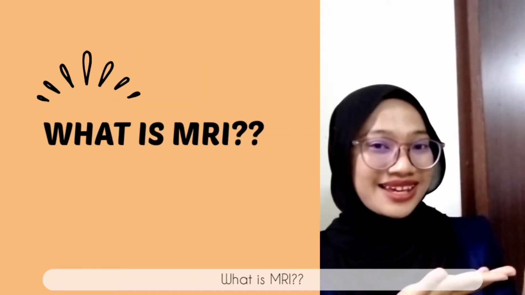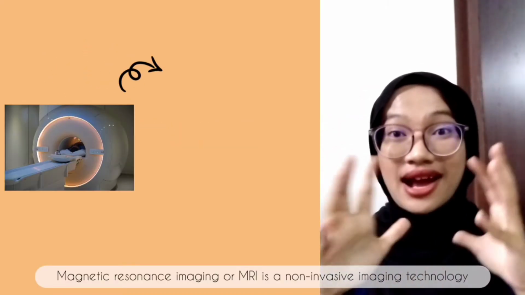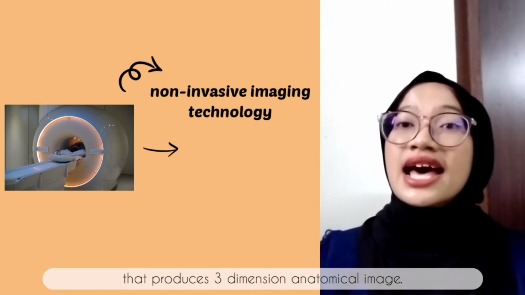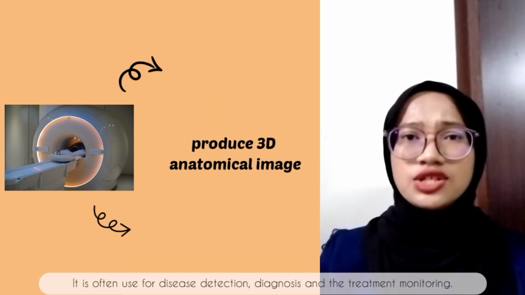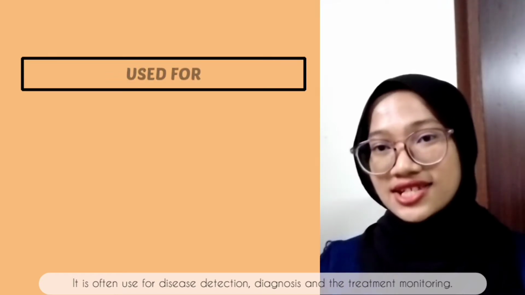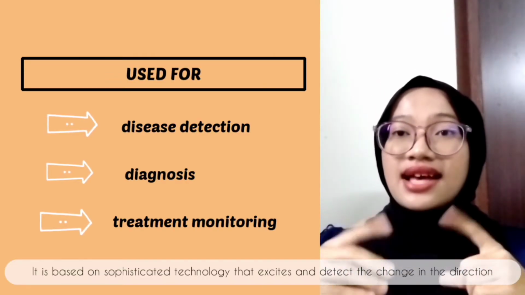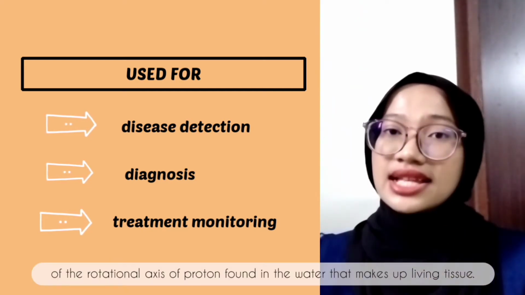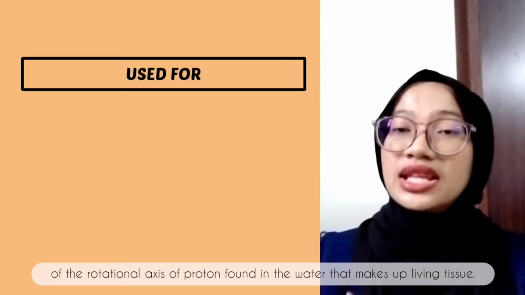What is MRI? Magnetic resonance imaging or MRI is a non-invasive imaging technology that produces 3-dimensional anatomical images. It is often used for disease detection, diagnosis, and treatment monitoring. It is based on sophisticated technology that assigns and detect the change in the direction of the rotational axis of protons found in the water that makes up living tissue.